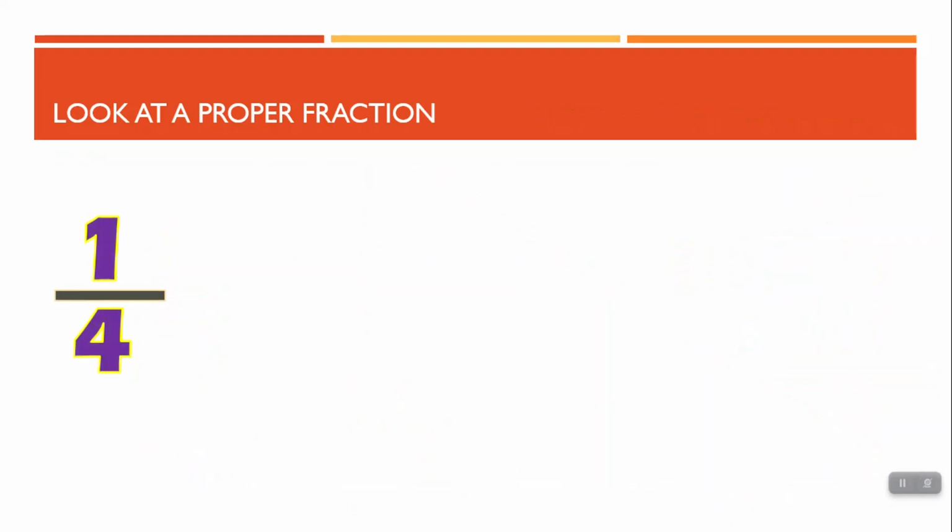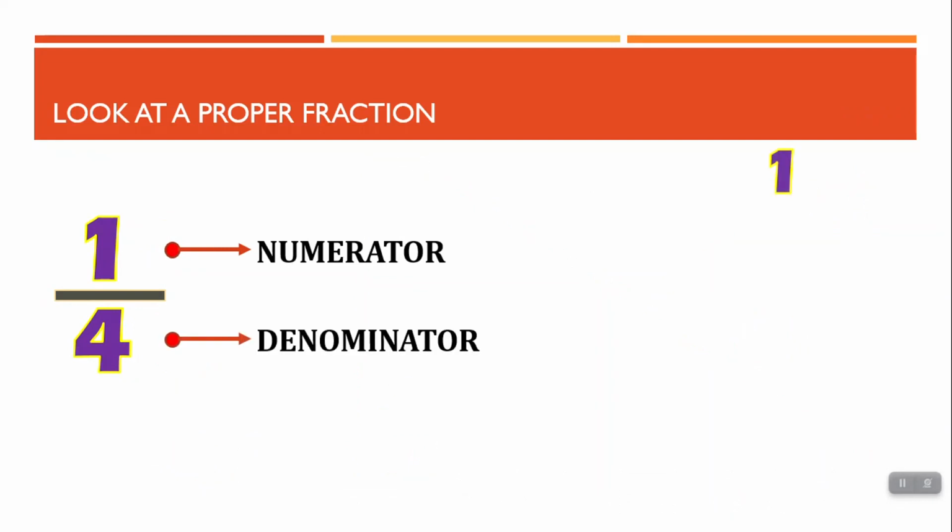Now let's look at 1 over 4. Again, the 1 is the numerator, the 4 is the denominator. And when we divide 1 by 4, we see that 4 cannot go into 1 because we need to find a group of 4 and we only have 1. So 4 goes into 1 0 times. We place a decimal point. We add a 0 as a placeholder.